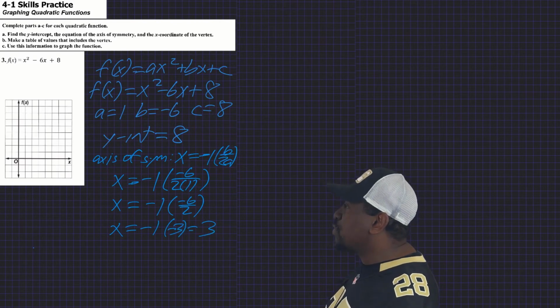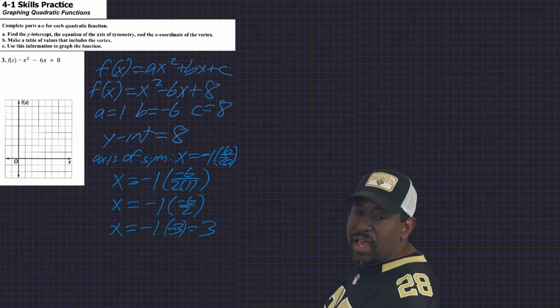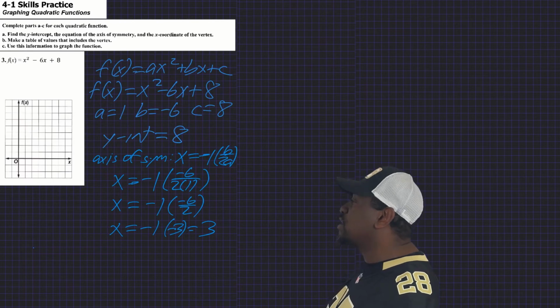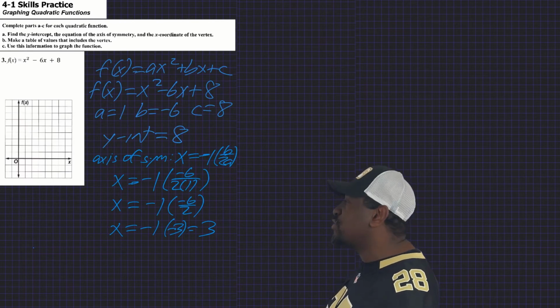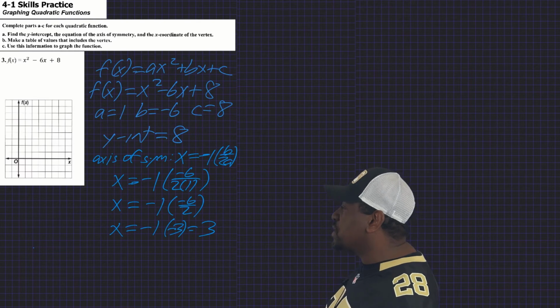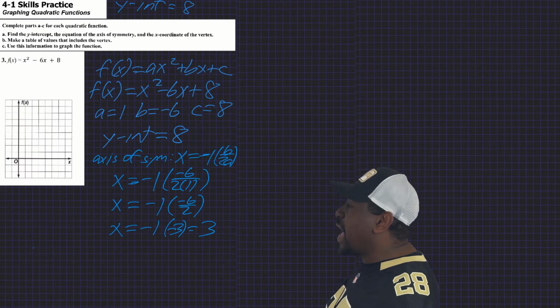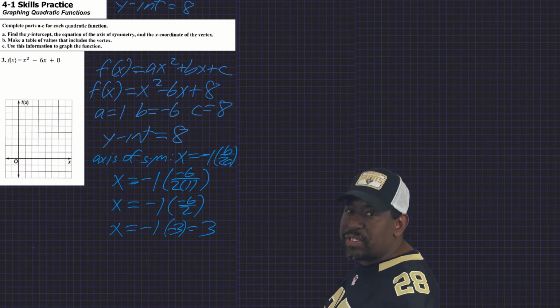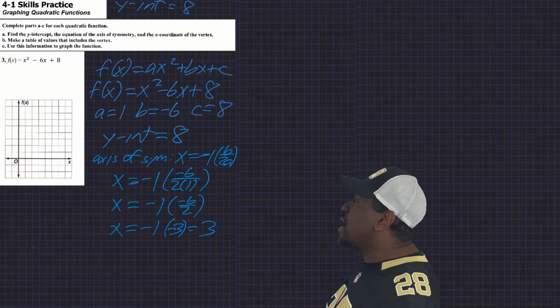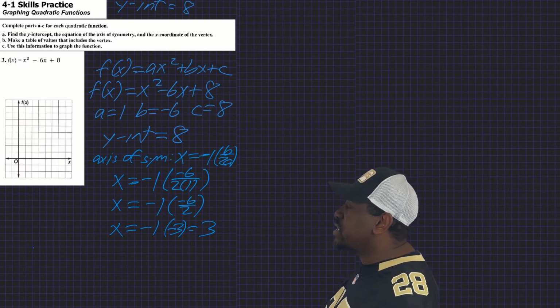Then we simplify -6 divided by 2. That will be -3. And then finally, our final calculation is -1 times -3. Two negative numbers give you a positive sign for the product, and so x is equal to 3. So our axis of symmetry for this problem is a vertical line at 3, at positive 3.